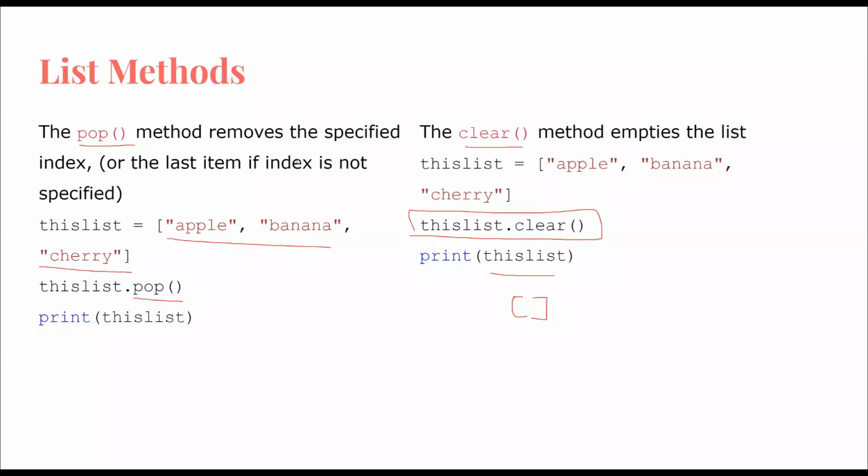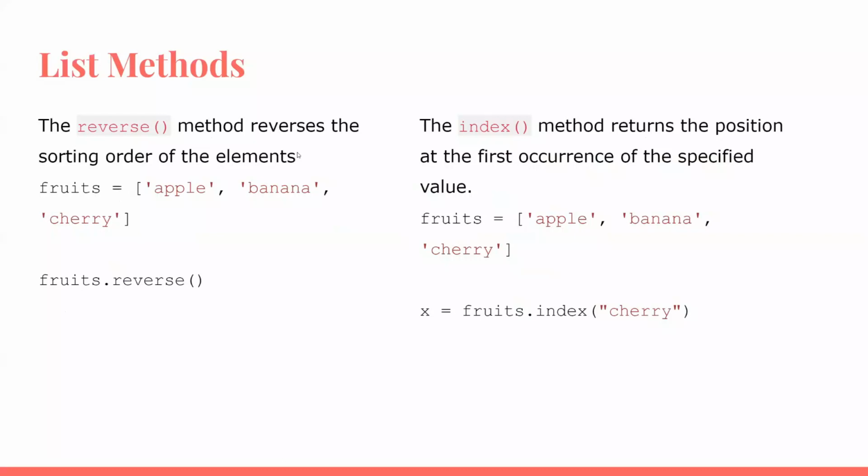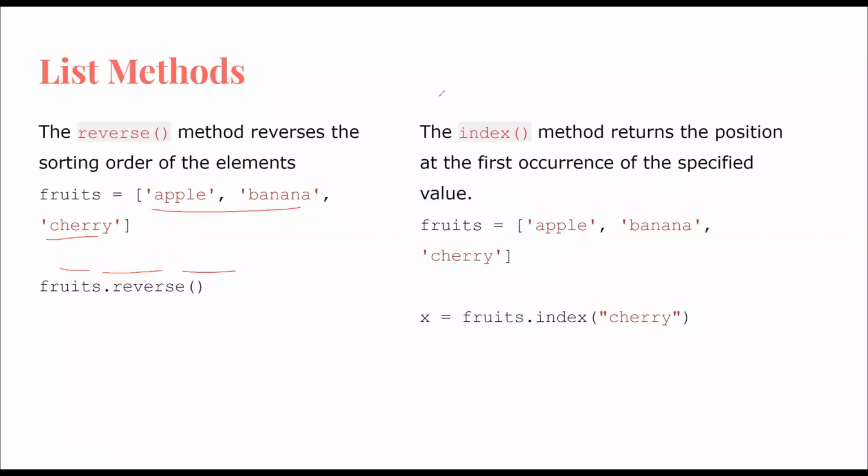Again, these are just more convenient methods that you may use. Reverse basically just reverses the order of the elements. So instead of apple, banana, cherry, you will have cherry, banana, apple in reverse. And the index method returns the position of the first occurrence of the specified value. If you want to find out what index the element cherry is at, you just do dot index with the value in brackets. Cherry is at index 2, not 3, it's 2. So this will be x equals 2.